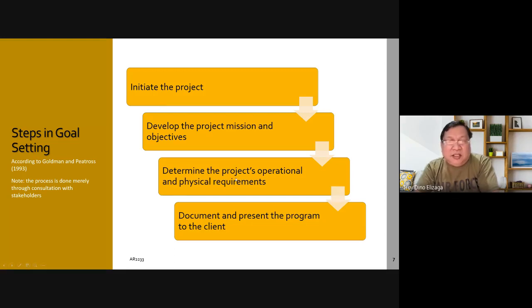Determine the project's operational and physical requirements. If this were a building only, not site planning or site programming, what you do is take note of the user behavior from the moment they enter the building until the moment they leave. You trace the activity and the flow, and then you make sure that there is a space for each activity.